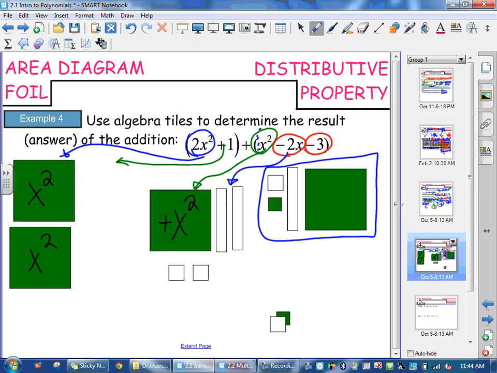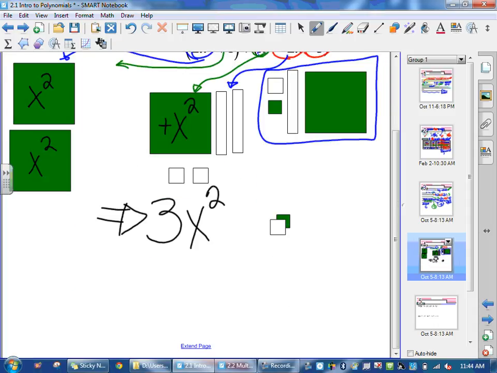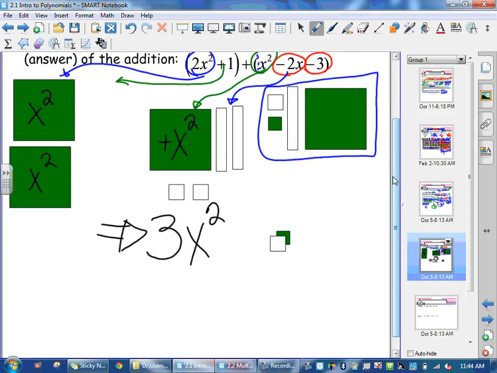All right, how many big green boxes do I have? 3. So my answer to all this, I have 3 big green boxes, 3x squared. How many long sticks do I have? 2. What color are they? White, so they're negative. So I'm going to have negative 2 x's. The sticks are the x's. I call them sticks.